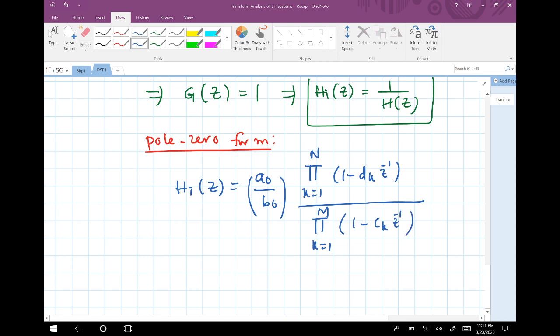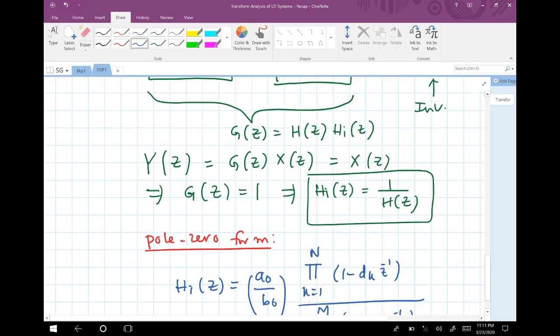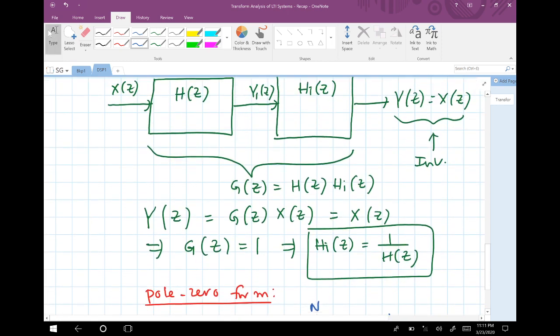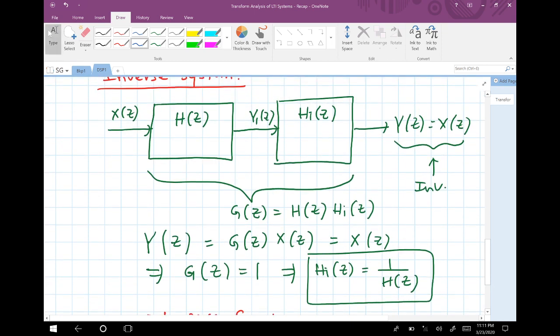What happened here in terms of poles and zeros? The poles of H of Z have become the zeros of HI of Z, and the zeros of H of Z have become poles. So poles and zeros got exchanged. Before we move further about causality and stability, we already did the analysis in the frequency spectrum. Let's also do its analysis in the time domain.